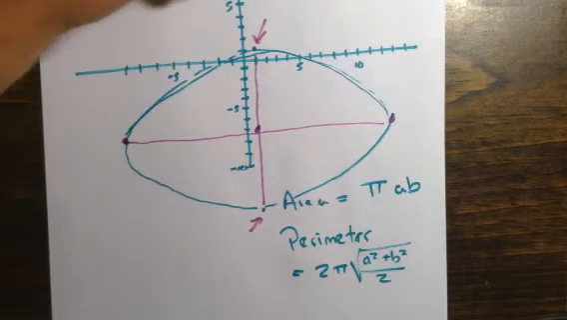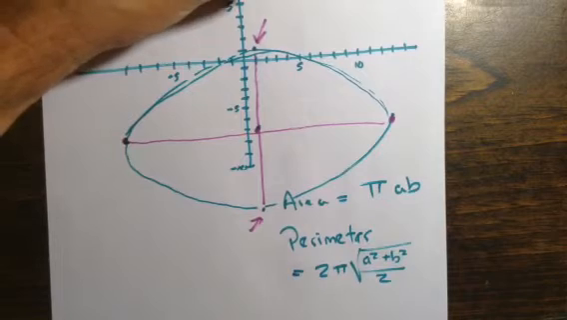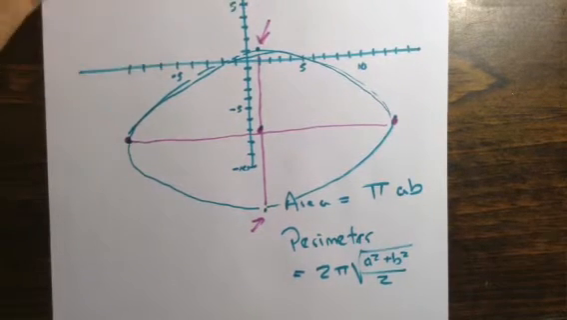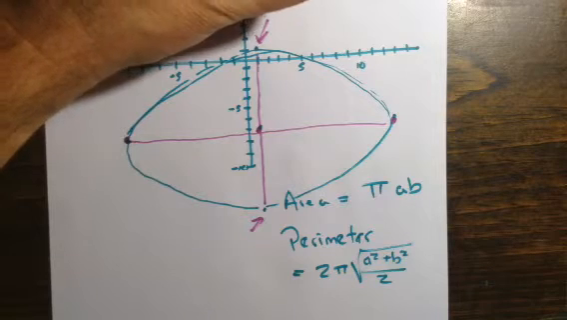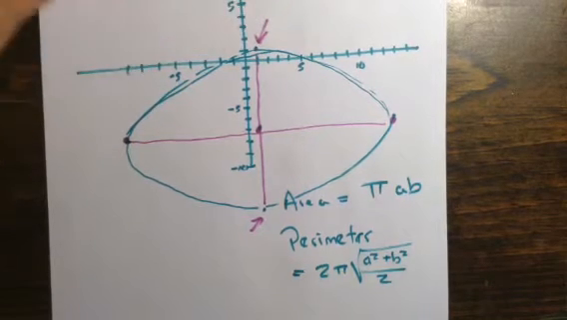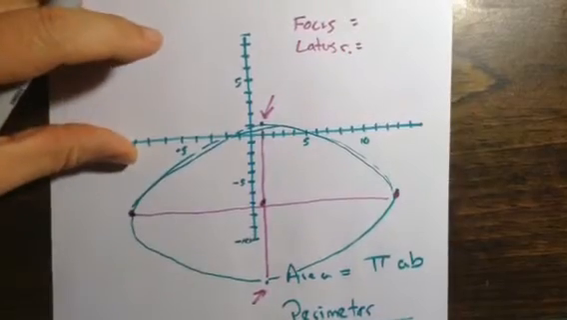Now, I'm going to have to find something called the focus. I'm also going to find something called, it's kind of a funny name, I guess, the latus rectum. I'm going to call it my latus R so I can keep a straight face myself. I apologize for that. Oh, that's where I was drawing it.